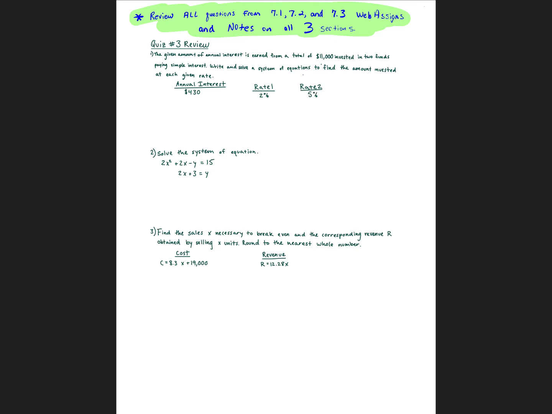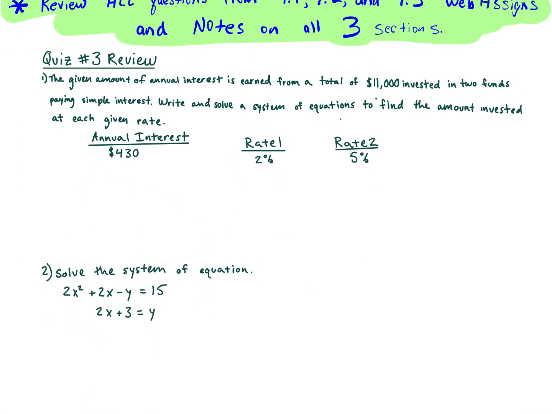Right, let's start with number 1. A given amount of annual interest is earned from a total of $11,000 invested in 2 funds paying simple interest. Write and solve the systems of equations to find the amount invested at each given rate. So how would I set up my 2 equations?